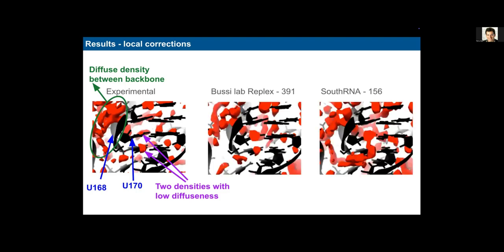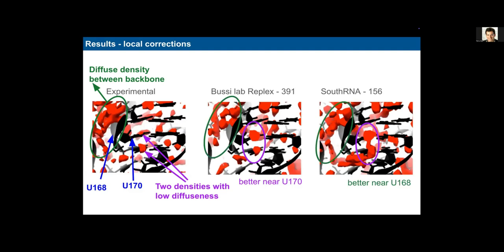We have two densities in this U170 region that are quite ordered, so we don't see very much diffuse density around them. And then in this backbone region where it loops around, we have a very large diffuse density between the backbones. So what did the two groups you'll be hearing from today do in these regions? To start with the ordered waters, the Bucy lab's ReFlex came up as having a better score in the region of U170. This is because they predicted a much more discrete water density here than Southern RNA did.